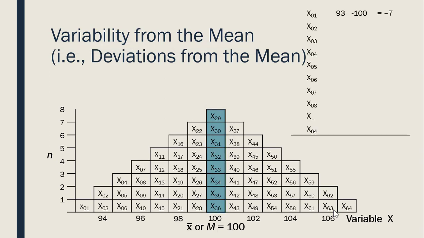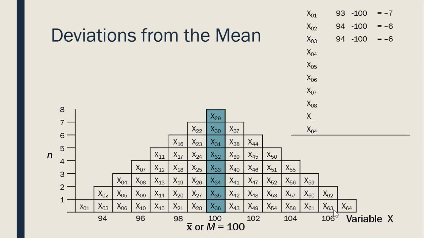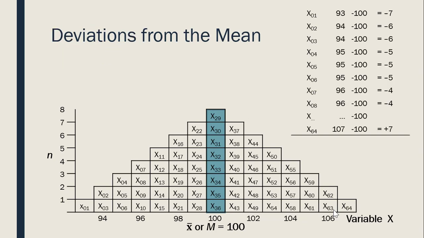As an example, the deviation for a score of 93 is -7, and the deviation for a score of 94 is -6. We can calculate these deviations for each score in the set, and we will see scores below the mean consistently have a negative value, and scores above the mean consistently have a positive deviation value. Additionally, the deviations are greater in absolute value as we move above and below the mean, with scores right at the mean, that is scores of 100 in this case, having a deviation of 0.